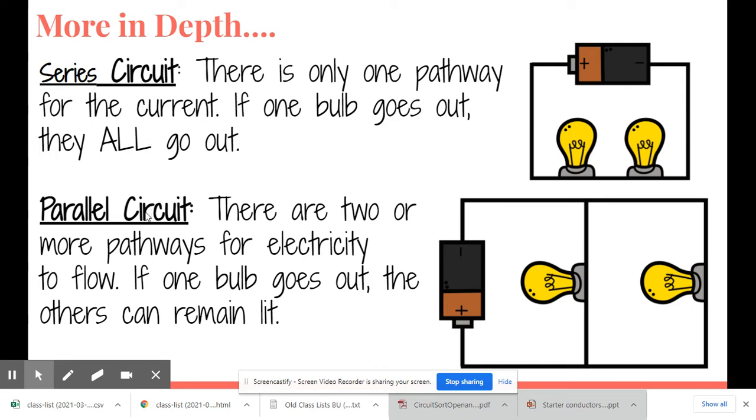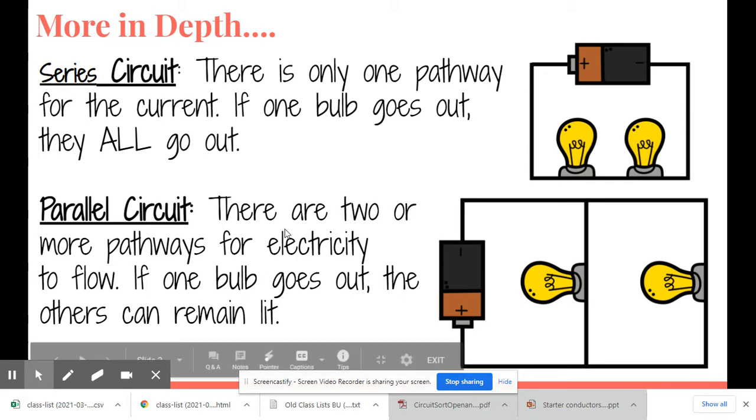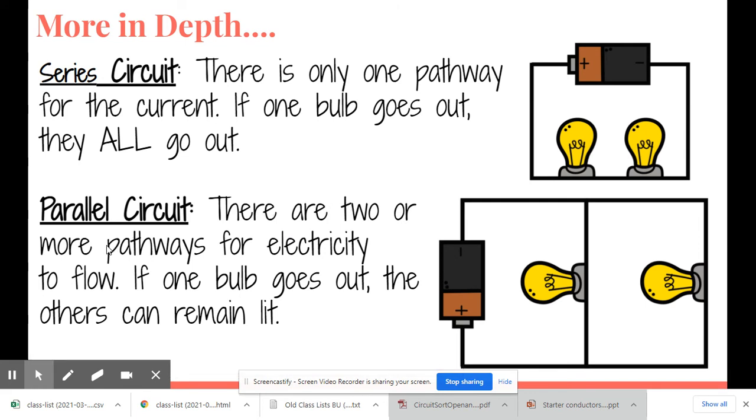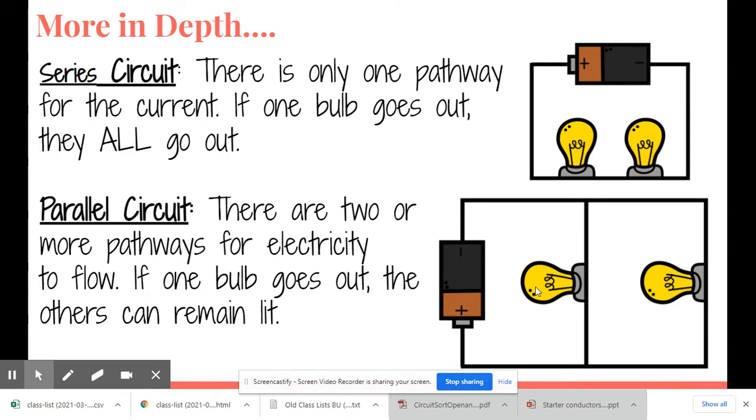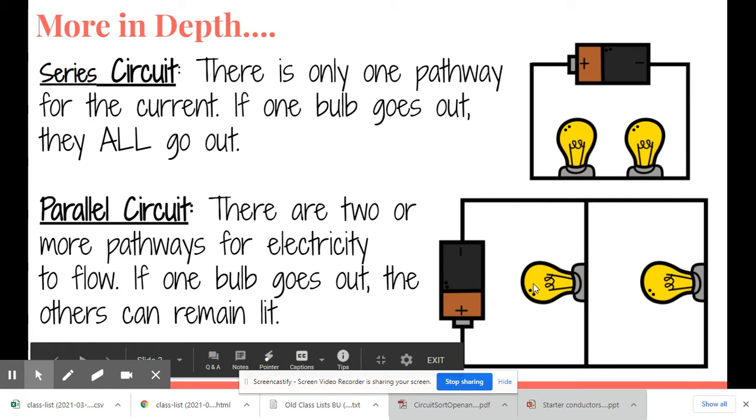Another type of circuit, a little bit more complex. It's nice though when you have Christmas lights. If one goes out, the rest of the circuit still works. A parallel circuit is when that flow of energy has more than one pathway for that electricity to flow. If one bulb goes out, the others can remain lit.